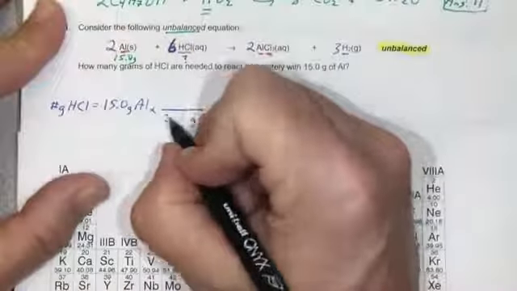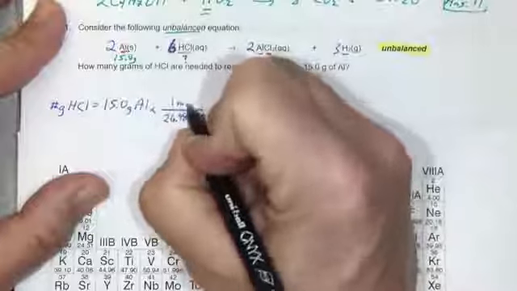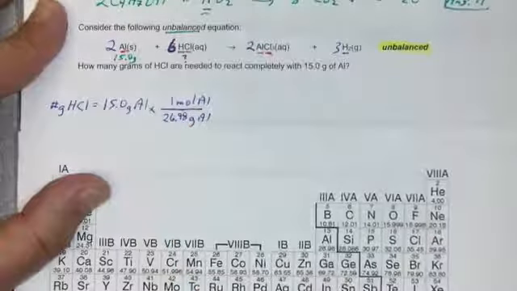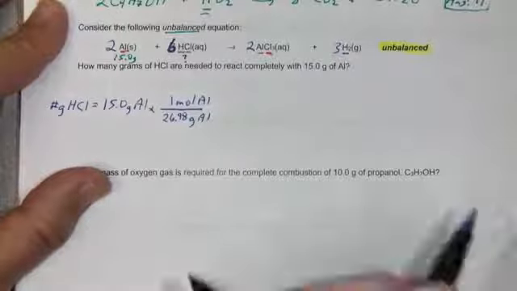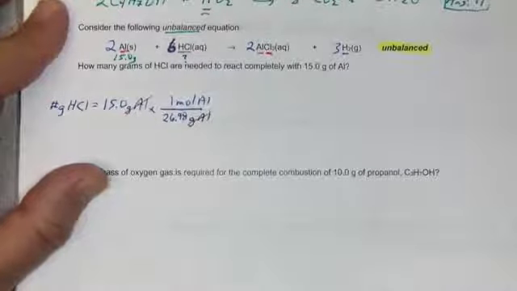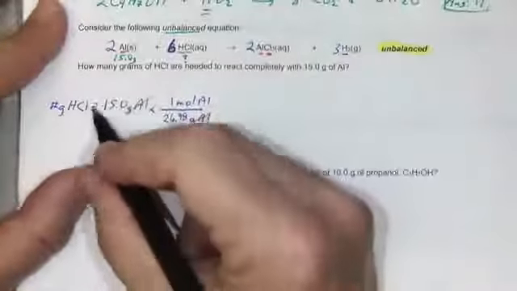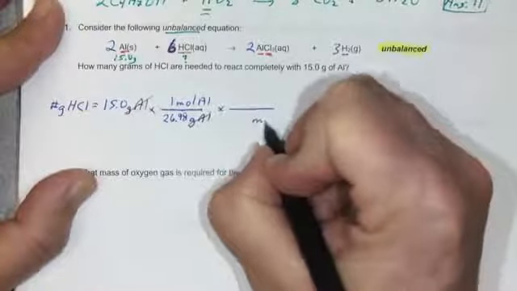So there's 26.98 grams of aluminum equivalent to 1 mole of aluminum. So my units of grams of aluminum cancel, and I have it in moles of aluminum. The next thing that I want to do is, I don't want it in moles of aluminum, I want it in HCl. So I'm going to say times, draw a line, and put moles of aluminum in the denominator.